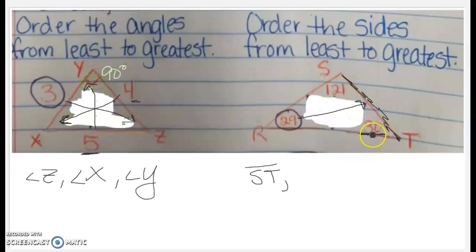My next angle measure is 30. So directly across from angle 30, I see this segment RS. That would be my next longest piece. And then we have 121. That's the biggest angle. That means directly across from it at the bottom here, RT is my longest side. Okay, so we can order the sides and angles based off of their counterparts. Okay, now it's your turn to practice.